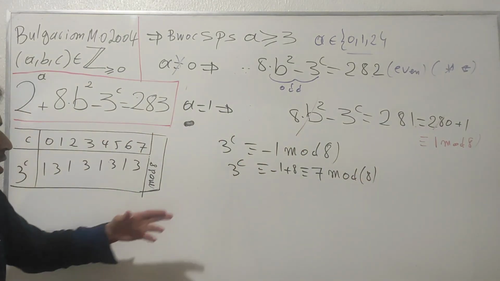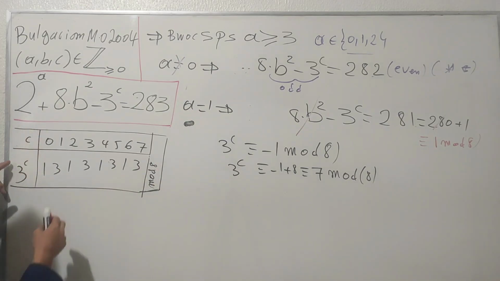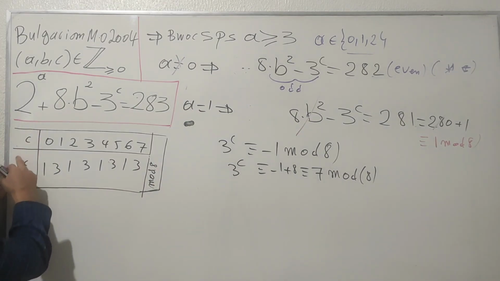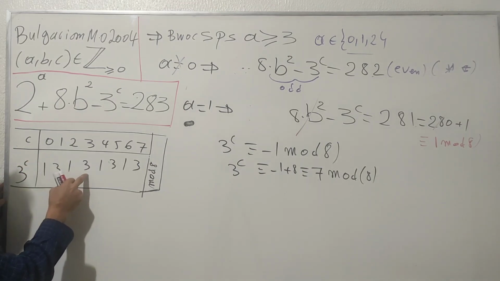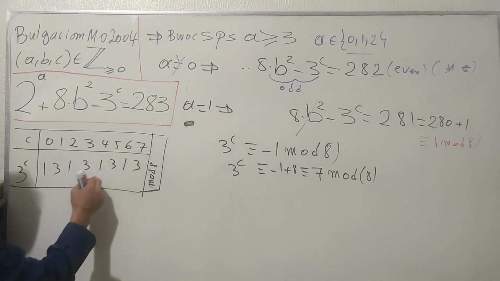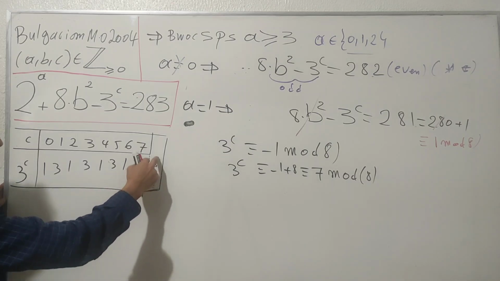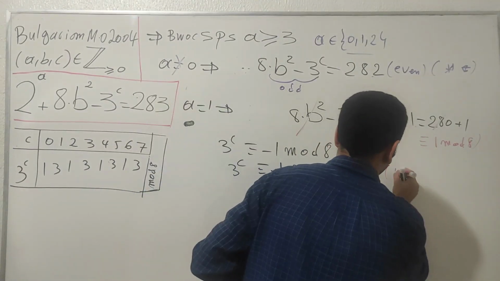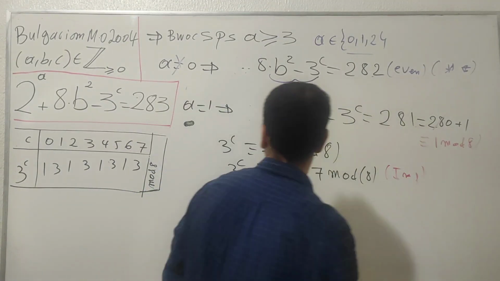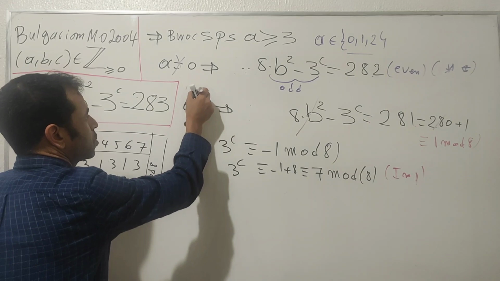Let's go back to the chart. As we discussed before, we know 3 to the c has remainder 1 or 3 only when you reduce it mod 8. But here we get the number 7. It's impossible also, which means this case doesn't work either.